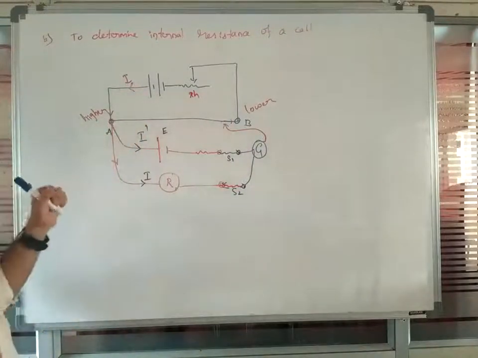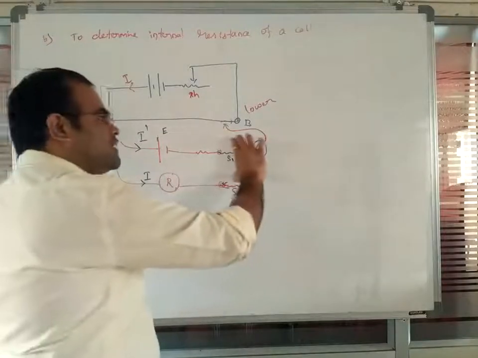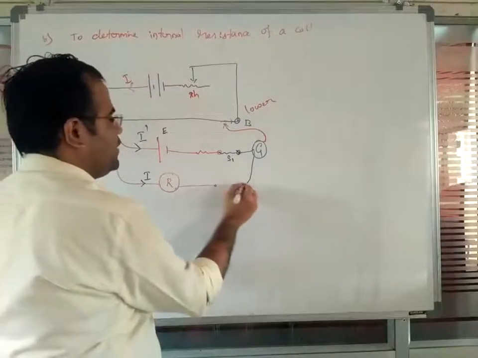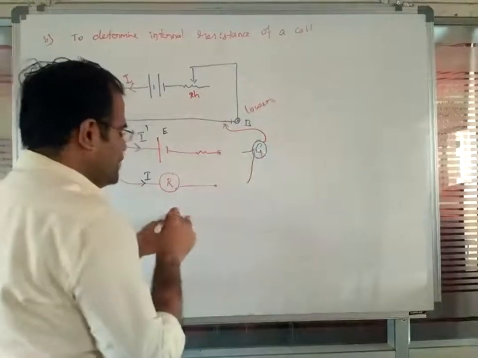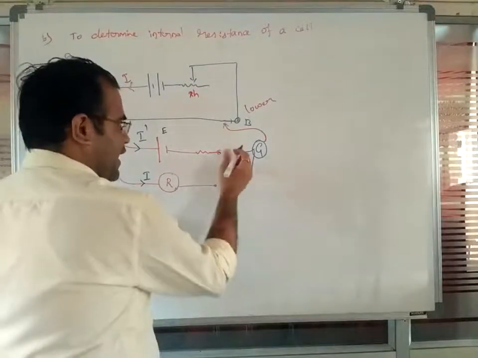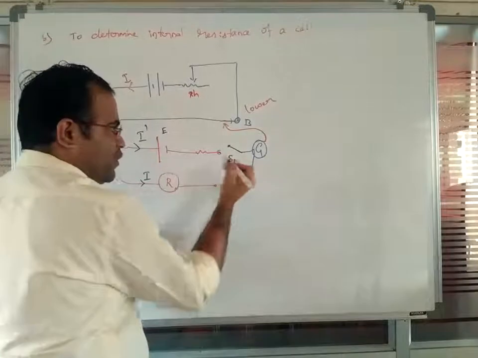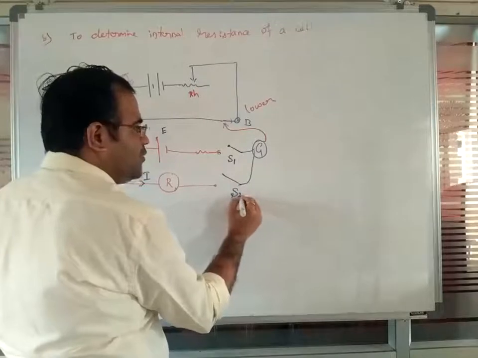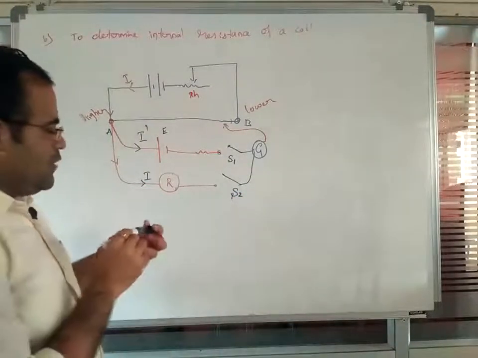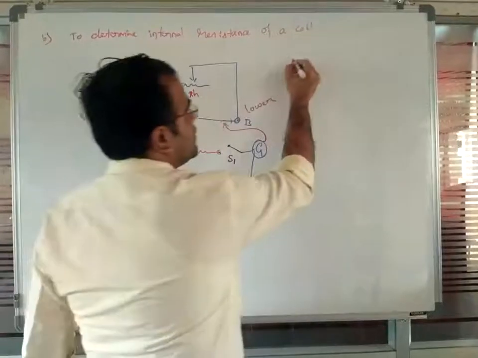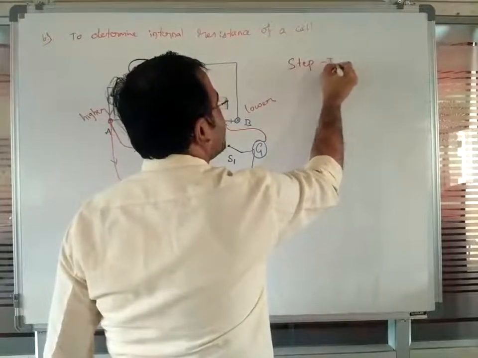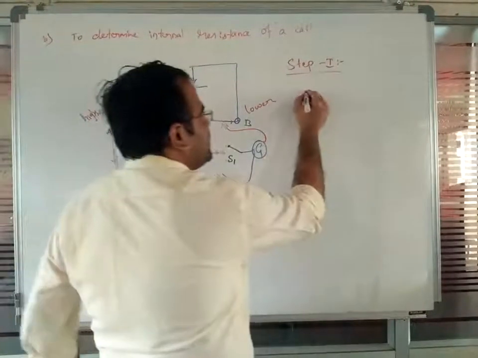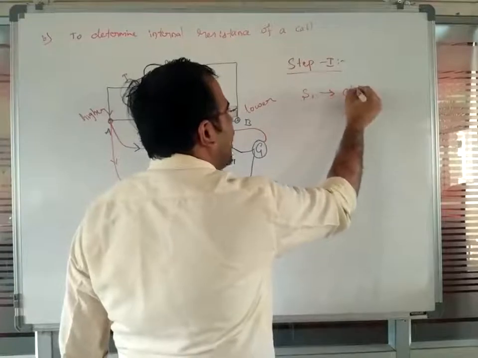Now again, as in the previous, we are going to follow 2 steps here. The first one is switch S1, and here we have switch S2. In the first step, as in the previous, we closed switch S1. So you are observing switch S1 is in the closed condition here.